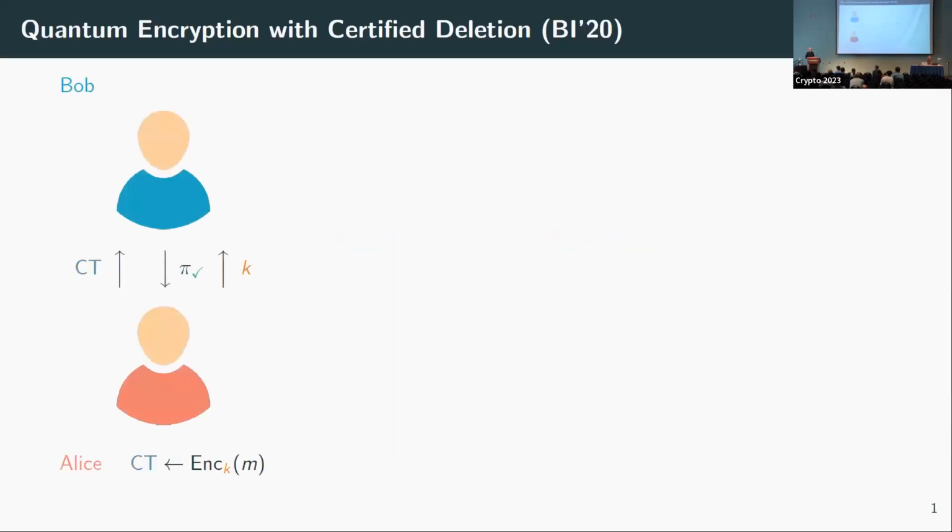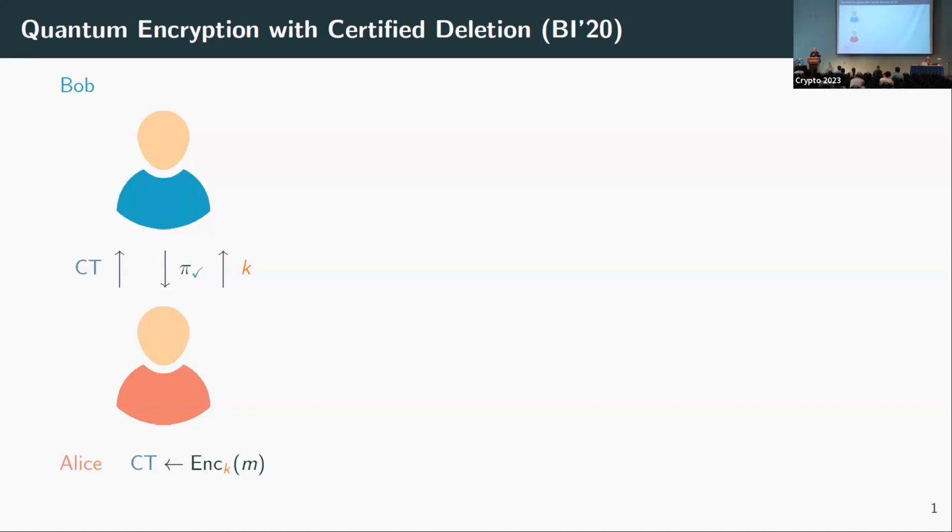This brings us to a really cool idea that was proposed by Broadbent and Islam. It's called quantum encryption with certified deletion, and we have two parties. Suppose that Alice has some data that she wants to encrypt, let's say some contract. She wants Bob to hold on to an encryption of this contract, and this ciphertext will be a quantum state because we don't want Bob to copy it.